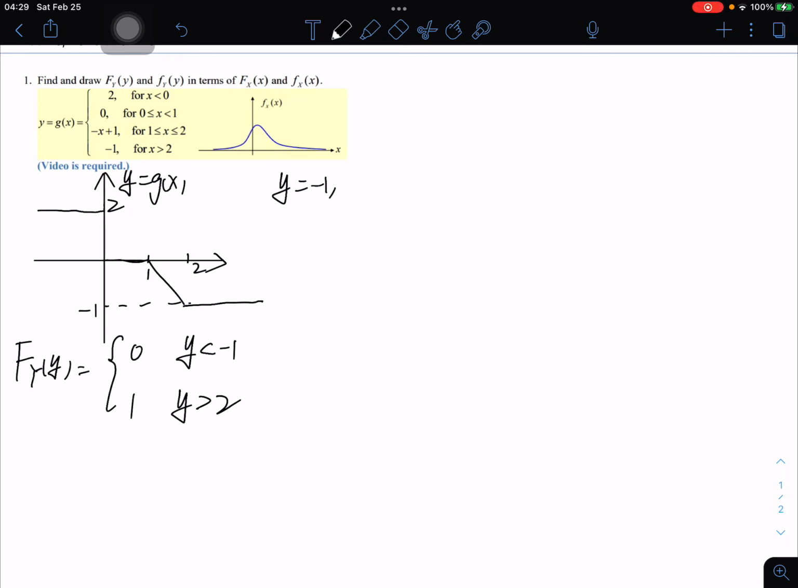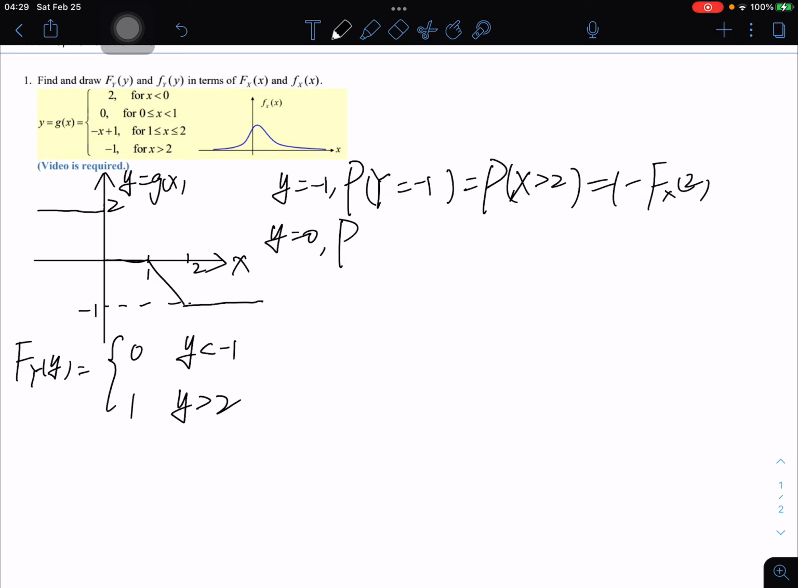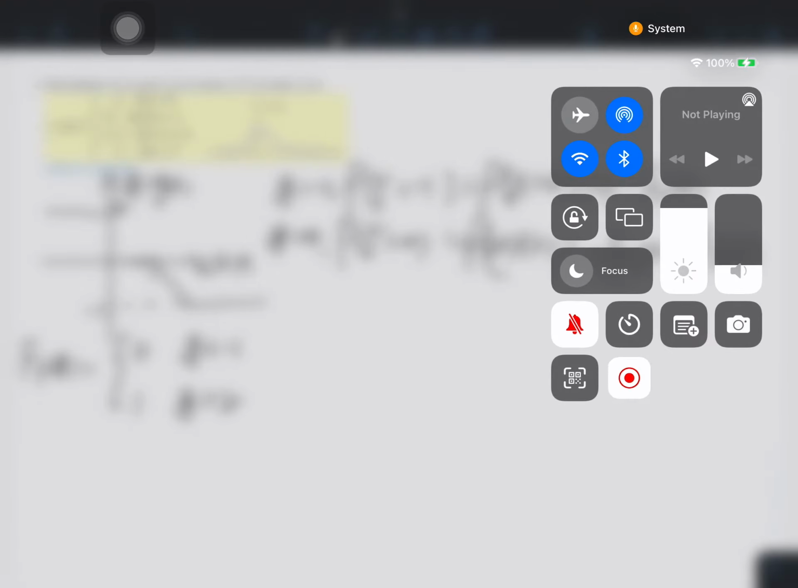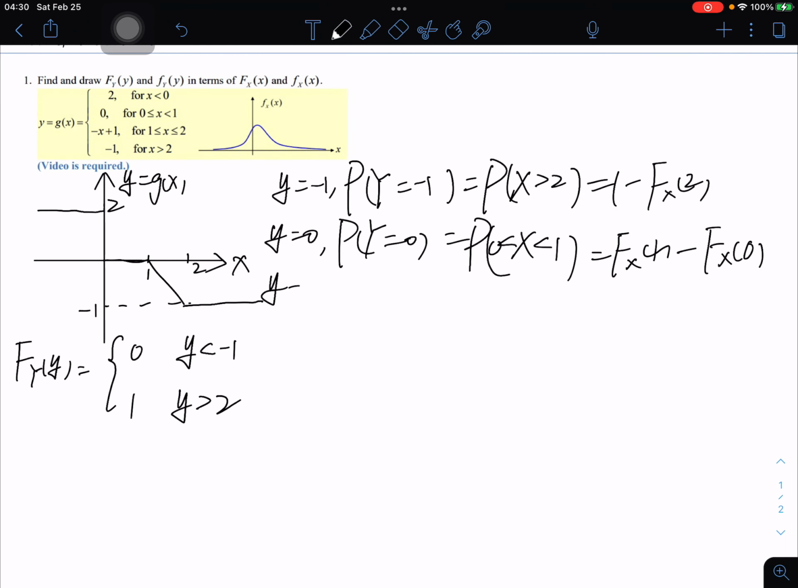y equals minus 1, p y minus 1 equals p x 2, right, f x 2. y equals 0, p y 0 equals p x 0 to 1, right, it is equal to f x 1 minus f x 0. y equals 2, p y 2 equals p x 0 equals f x 0, right?